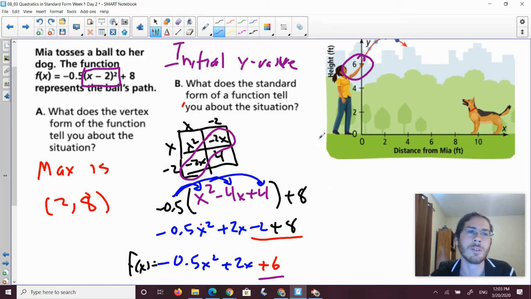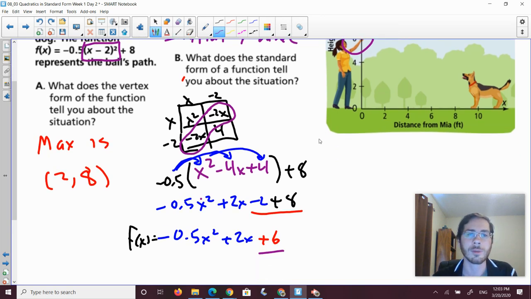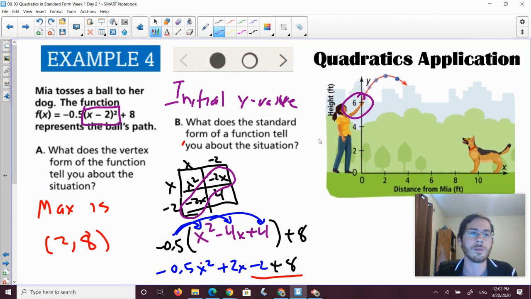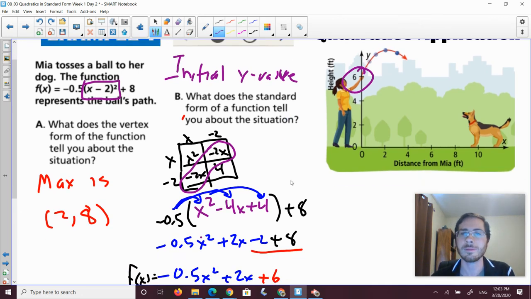To do that, all we have to do is multiply the binomial and then combine a bunch of like terms. It's not too bad of a process. And that's it. That's all we'd have to do. So that tells us what vertex form tells us. We found out what standard form tells us. So that's the difference. So we can see they each have their benefits. Vertex form is good at telling us the maximum and the min. Standard form is good at telling us where we start. All right.